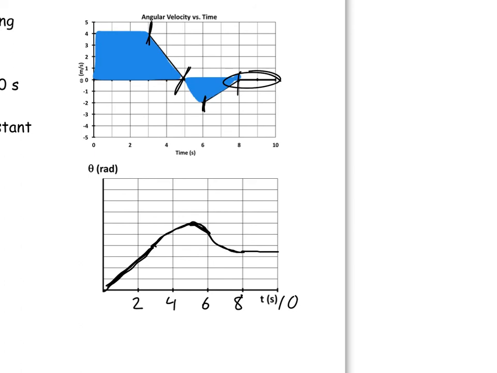And we can see here, based off of our graph, that right there at 5 seconds, we clearly are the furthest away from our starting position, which matches our answer from D.